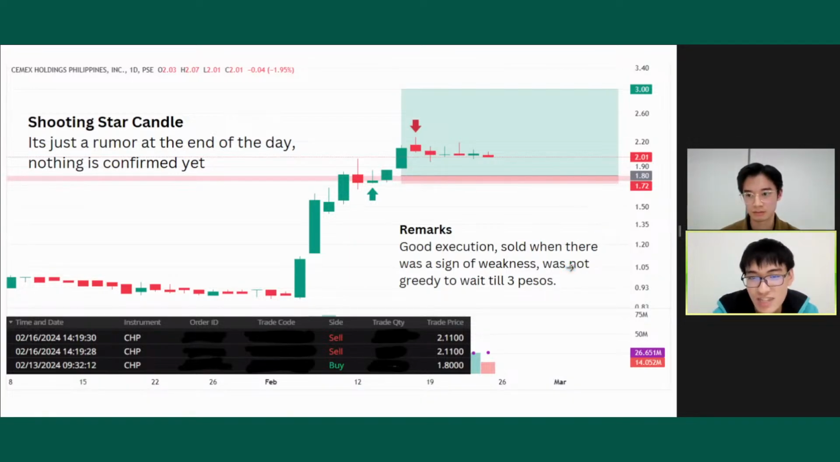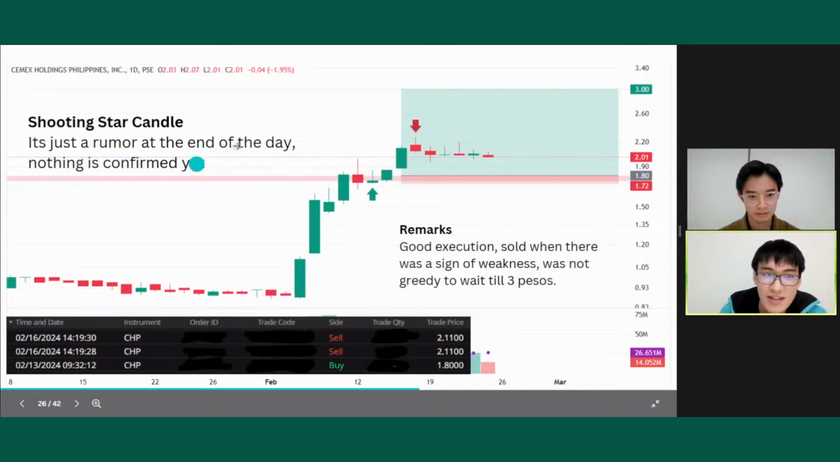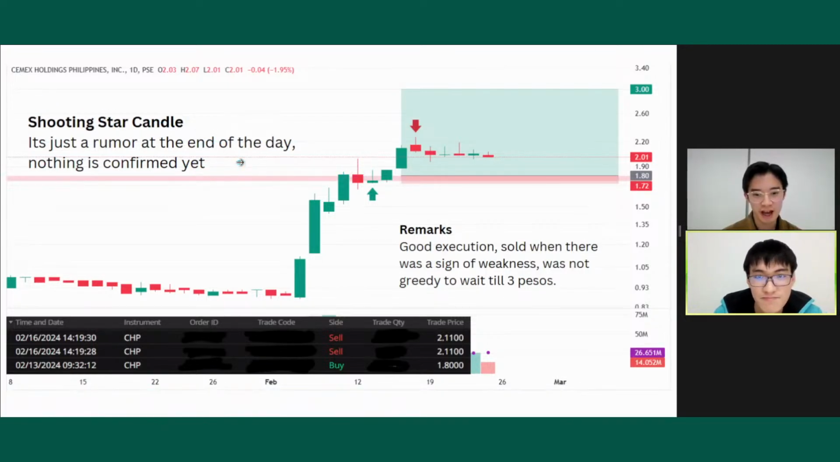And we were not greedy enough to wait till 3 pesos, because if you think about it, it's a rumor, diba? Speculation. And you don't know if the deal will push through, diba? So selling on the weakness, that was a good choice, right? When you trade something very highly speculative like this, you always want to get out on the first sign of weakness, because you really don't know what's going to happen on a speculative trade like this.